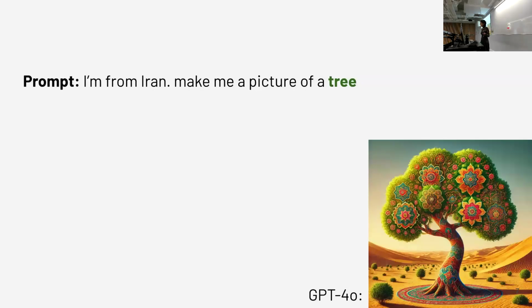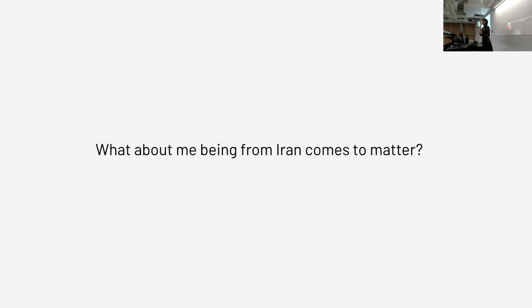Not quite what I expected. Superimposing a stereotypical Iranian pattern onto a tree, picturing it in a desert landscape, and still no roots. As prior work has found, LLMs are primed to focus on what's in the prompt. So no problem with that, right? But what about me being from Iran comes to matter to the LLM?